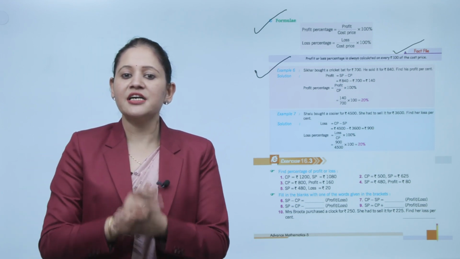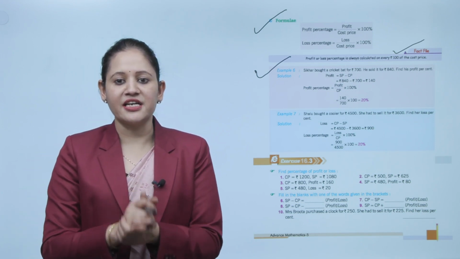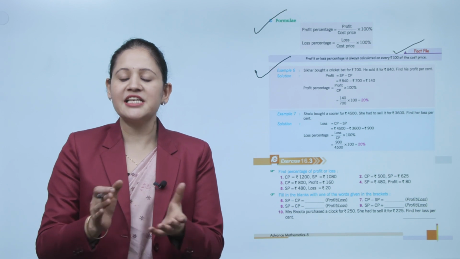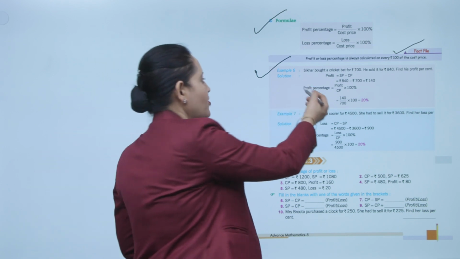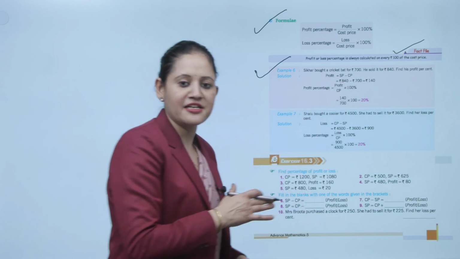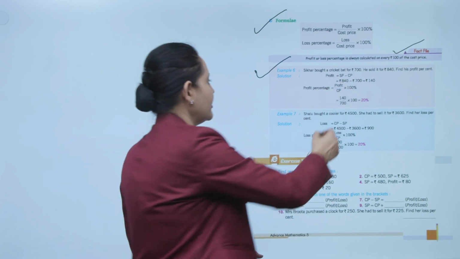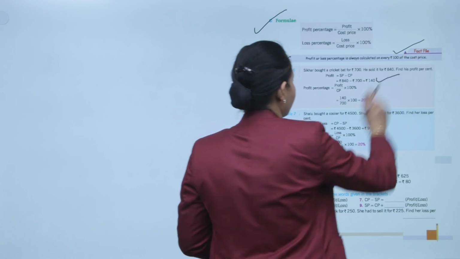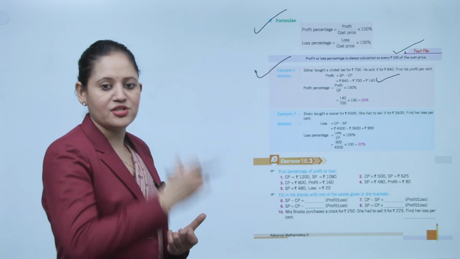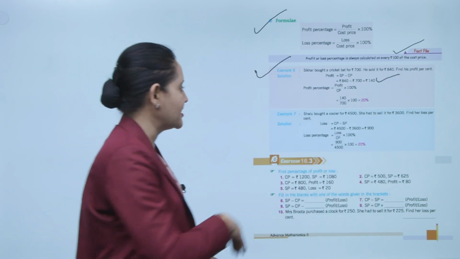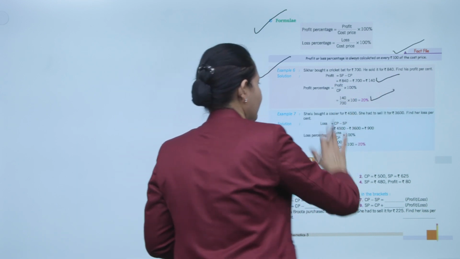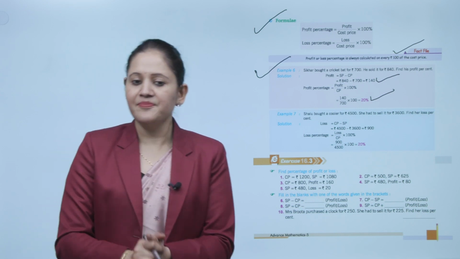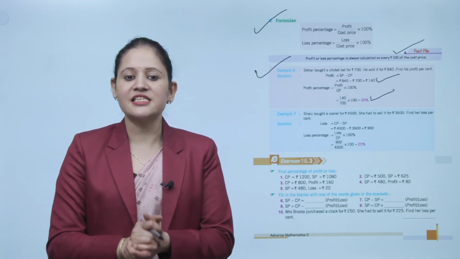Shikhar bought a cricket bat for rupees 700. He sold it for rupees 840. Find his profit percent. So profit equals SP minus CP, that is 840 minus 700, that is rupees 140. Now profit percentage equals profit upon CP into 100%. So 140 upon 700 into 100, that is 20%. That is the profit percentage. Clear? Next is exercise 16.3.